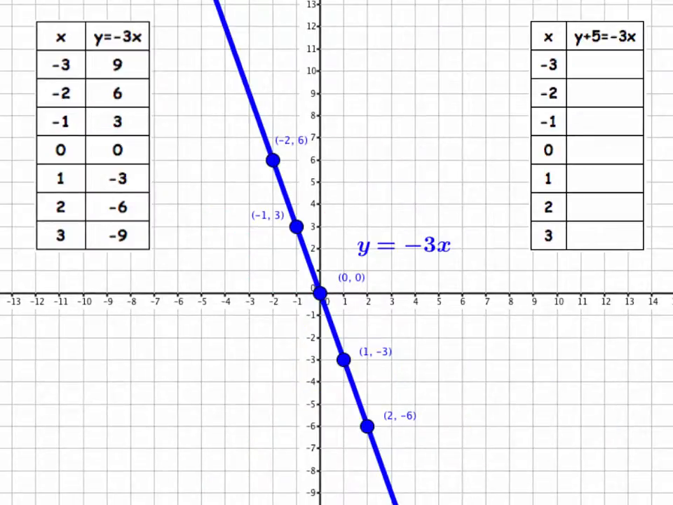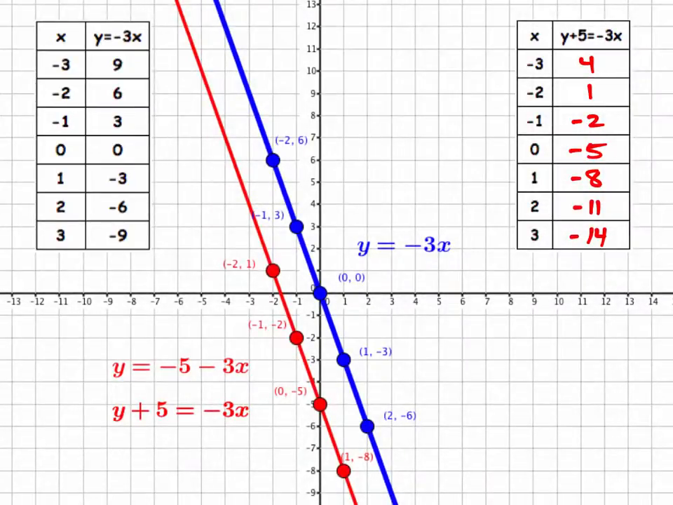Here's the graph of y equals -3x. Of course, it has a slope of -3. The y-intercept is right on the origin, 0, 0. Now, why don't you take a moment to pause the video and please graph the new equation y plus 5 equals -3x.